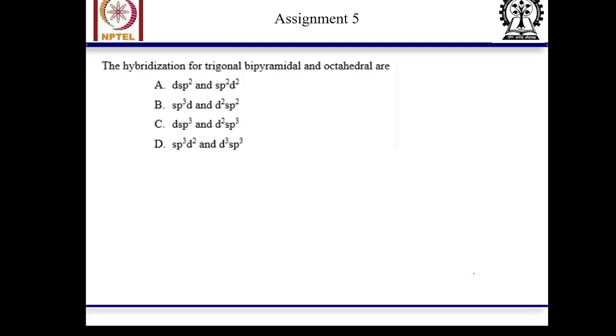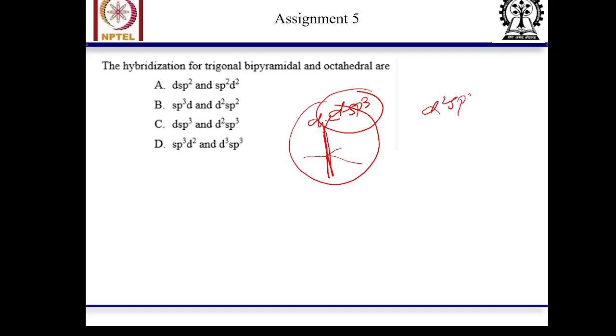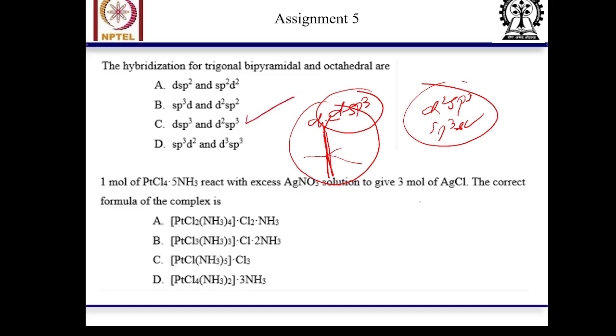What are the hybridizations of trigonal pyramidal and octahedral? For trigonal pyramidal, I have already told the answer. The answer is dsp3. If you add d with sp3, we have sp3 like this, and one d will contribute its dz square orbital here. So dsp3, and this is d2sp3 or sp3d2. Both concepts are possible. The correct answer is C.